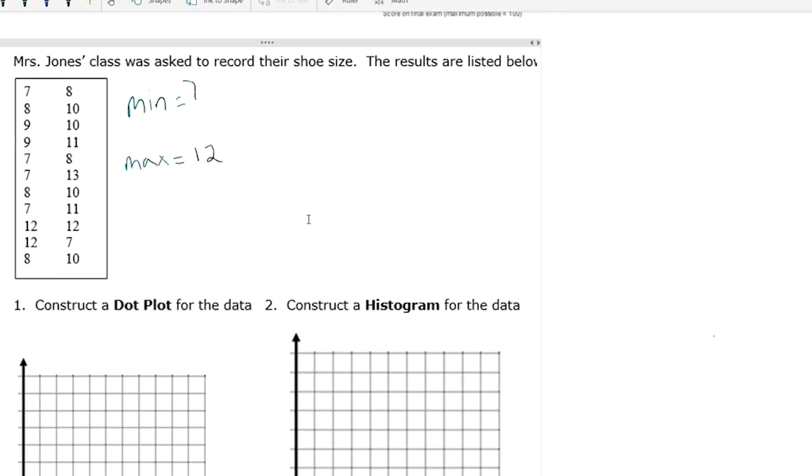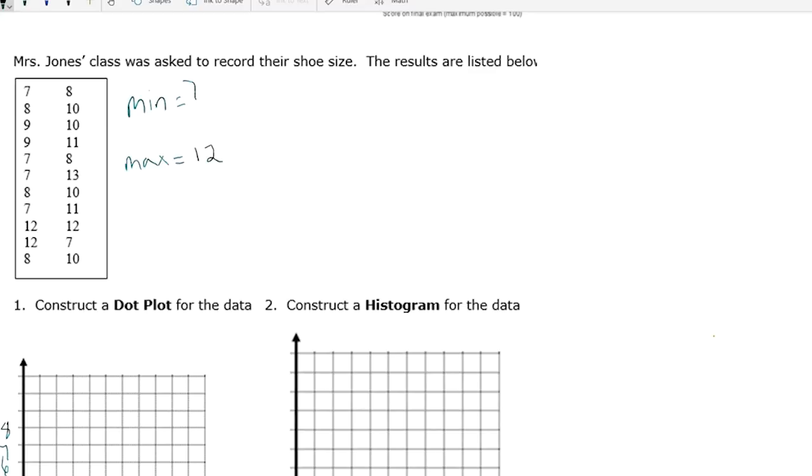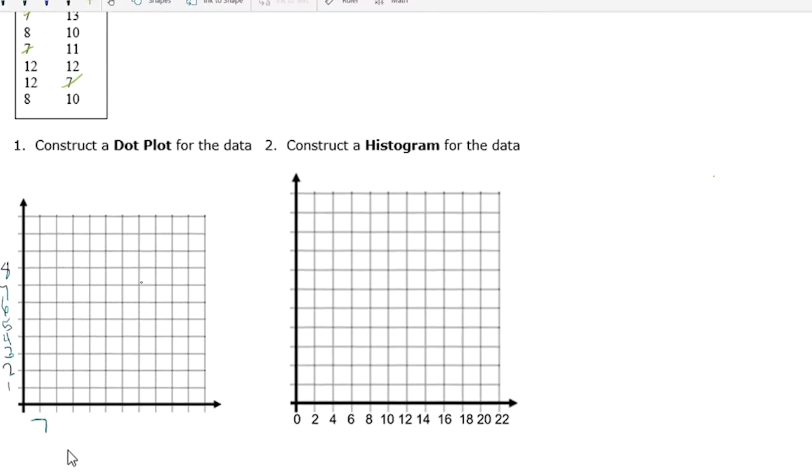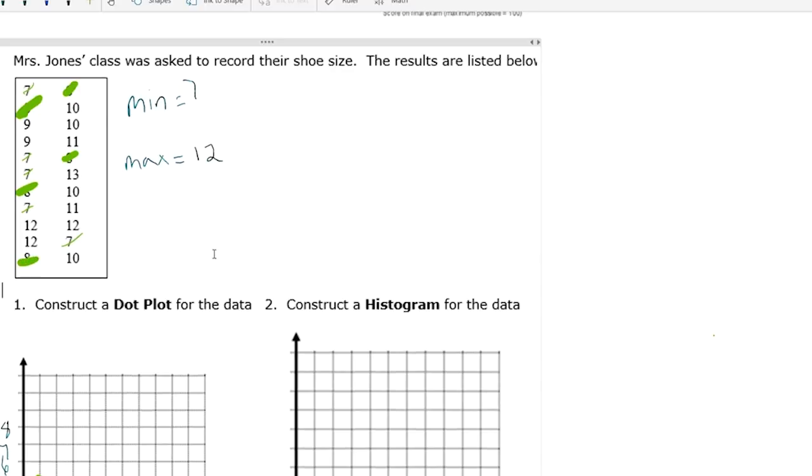All right, so let's start with that. Let's count 7s. So shoe size 7 is scaled here as 1, 2, 3, 4, 5, 6, 7, 8. So let's count the 7s. We got 1, 2, 3, 4, 5. So I'm going to go down here and plot 5 7s. 1, 2, 3, 4, 5. Let's take a look at then the 8s. We got 1, 2, 3, 4, 5 8s.